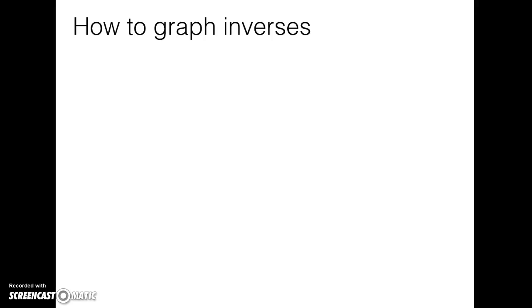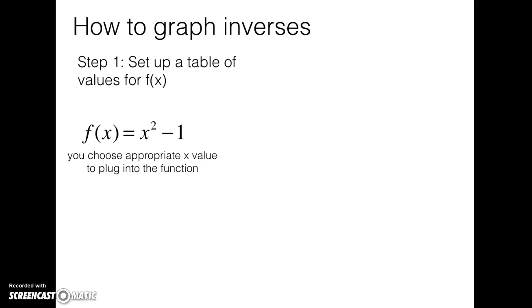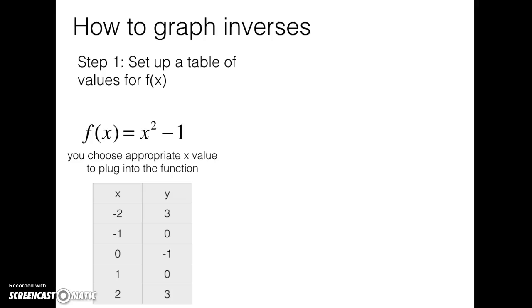How to graph inverse functions. First thing you're going to do is set up a table of values for f of x. You get to choose the appropriate values that you would like to plug into your function. It's going to be different for every kind of function you have. For this one, I know I have a parabola, and I know my axis of symmetry is going to be the y-axis, so I just picked values between -2 and +2. Plug them into my function.